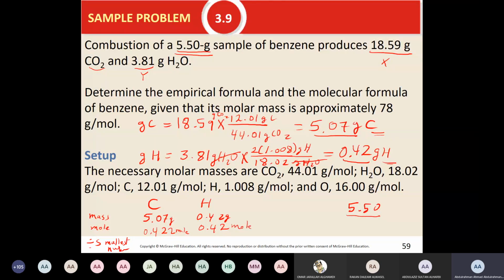Which one is the smallest number? The hydrogen. No, they are both the same, approximately. All right, divide by the smallest number. What are you going to get? 1 to 1. So what's the empirical formula? CH. CH is the empirical formula. All right, CH.